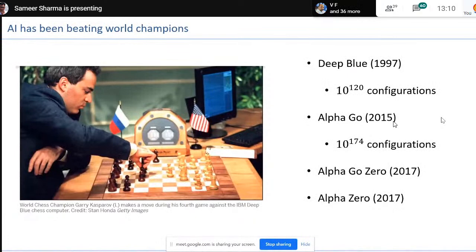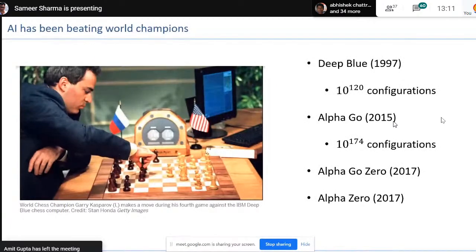How many of you know what Go is? Okay, again, I can't really see your faces, but Go is a board game, which is the world's most famous board game played in China, South Korea.